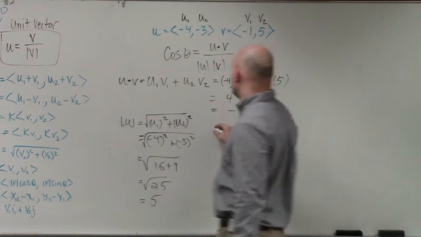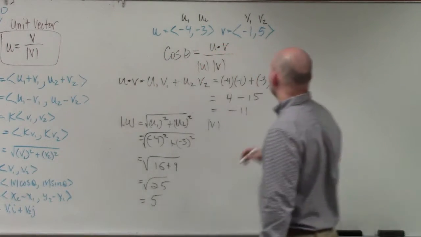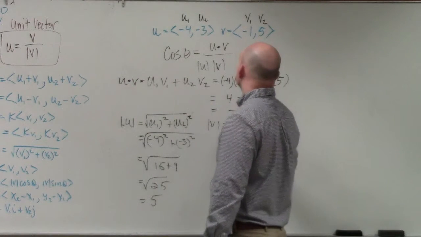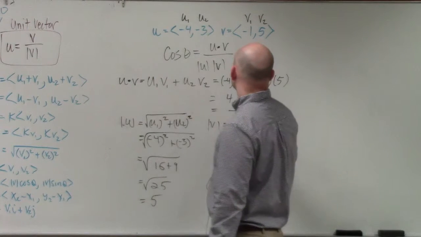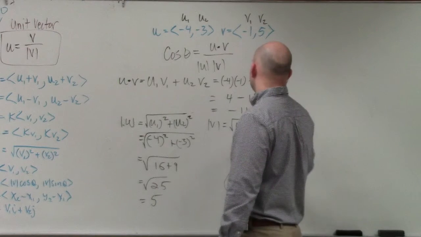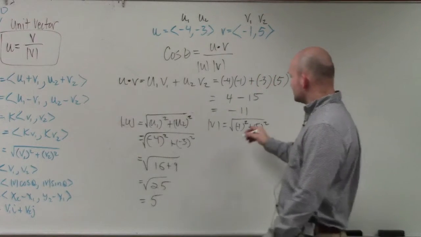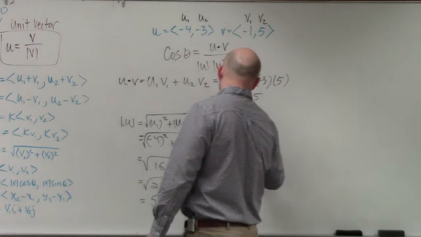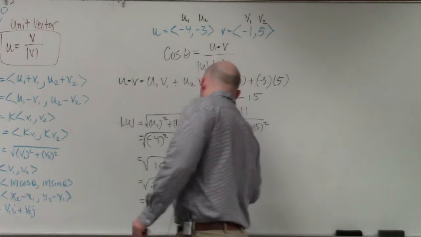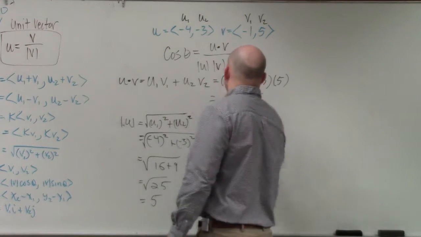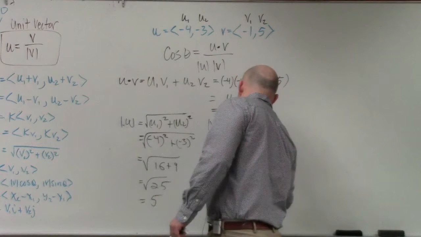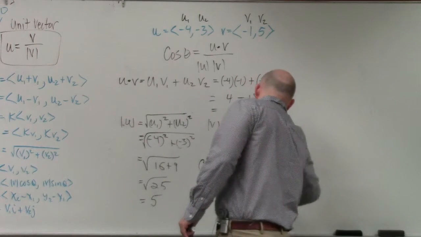OK, I can do the magnitude of v, which I'll do a little bit quicker. Magnitude of v is going to be 1 and 5. So it'd be 1 squared plus 5 squared. It's -1, still make sure it'll be 1. So that's going to be 25 plus 1, that will be 26. Correct? So now I have cosine of theta equals the dot product, which is -11, over 5 times the square root of 26.